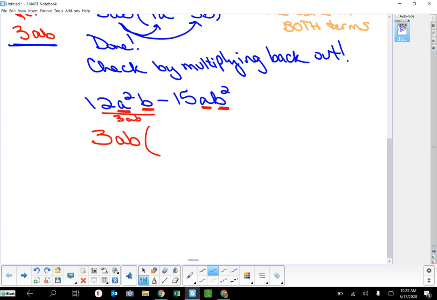And you get 12 divided by 3 is 4. This would leave you an a, and the b's are going to go away. I'm dividing 15ab squared by 3ab. And I get a minus 5. The a's are going to cancel out and leave me a b.